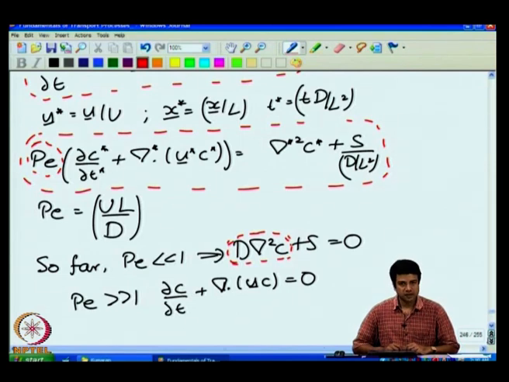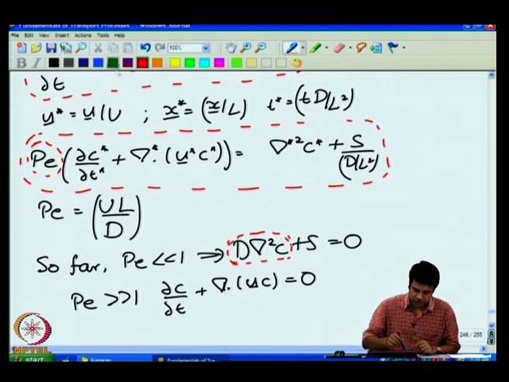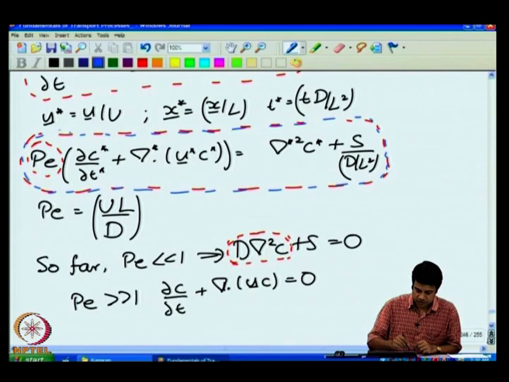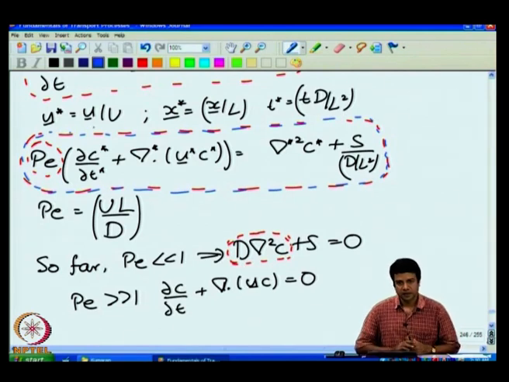Then we looked at the case where the Peclet number is large compared to 1, Pe is much greater than 1. And if you just look at this equation simplistically, one might think that all you need to do is to neglect the diffusion terms on the right hand side completely and just solve the equations for the convective part alone.